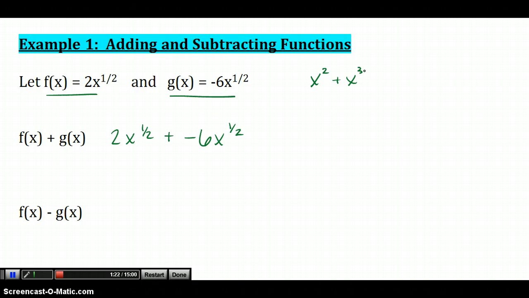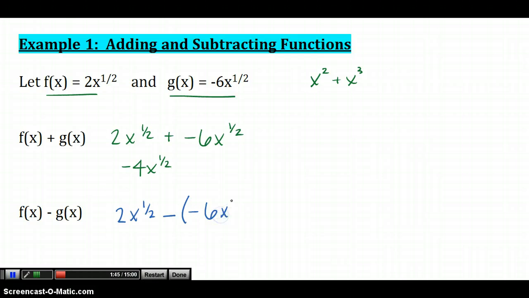We can add these. So all we have to do is do 2 plus a negative 6, or 2 minus 6. So we get negative 4x to the half power. And you're done. The second one, we're going to subtract f of x minus g of x. So we have 2x to the half minus this entire thing.